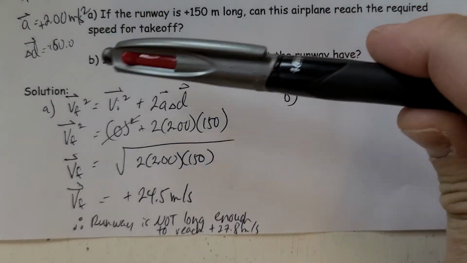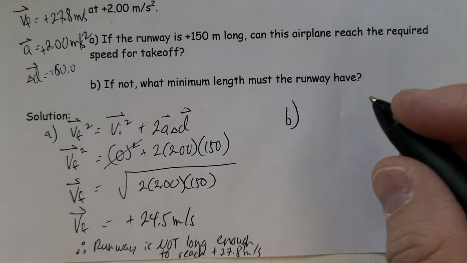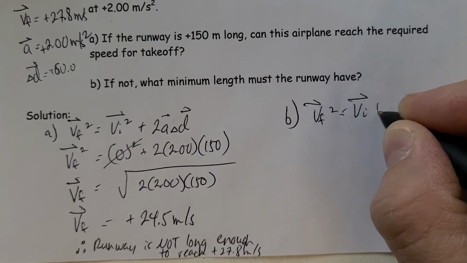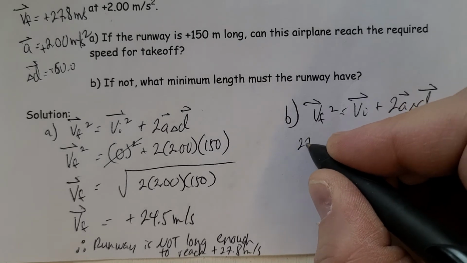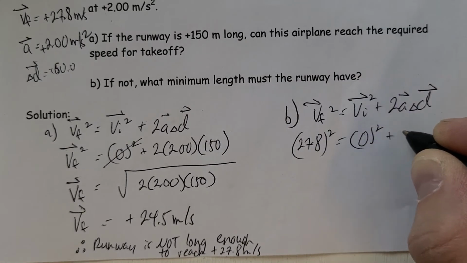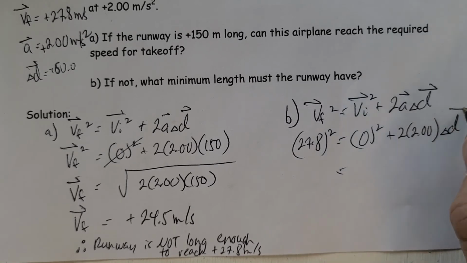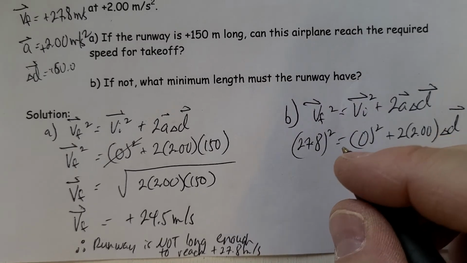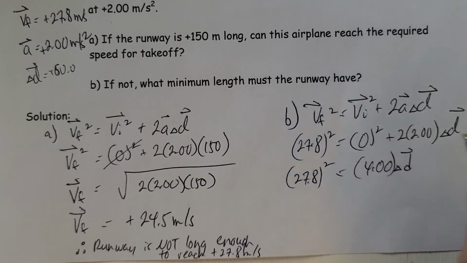So what I can do is, okay, well, I'll plug that speed in that I need, and then rearrange for D to see what is the displacement that I need. What is the length of that runway that I need in order to have this happen? So I need to reach a speed of 27.8, starting off at 0, doing this acceleration, 2.0. So over here I'm going to get 4 multiplied by delta D, and 27.8 all squared. Didn't figure it out yet.